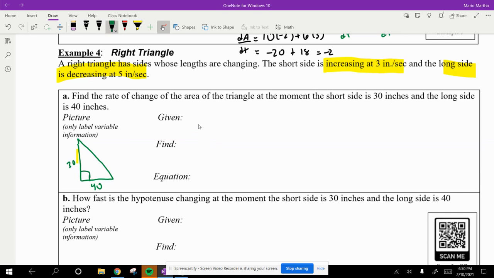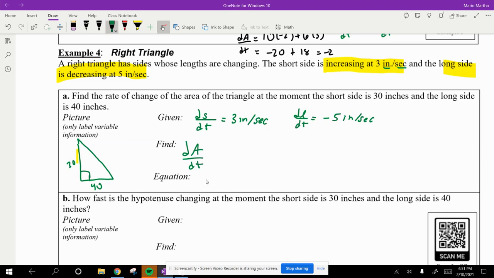So again, given in this case, the short side, let's call it ds over dt, is changing at a rate of 3 inches per second. And then the long side, we'll call it dl over dt, again with respect to time, because if you notice, it's inches and seconds right there. This one is changing at a decreasing rate of 5 inches per second, so that would be minus 5 inches per second. And then from there, we want to find the rate of change of the area. So we're looking for dA over dt.